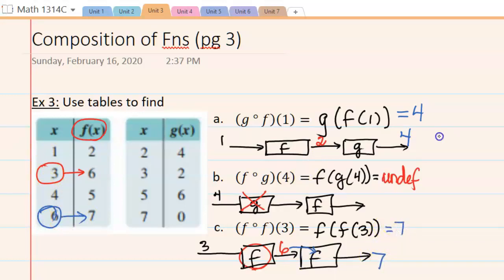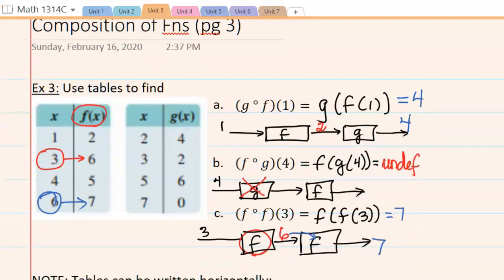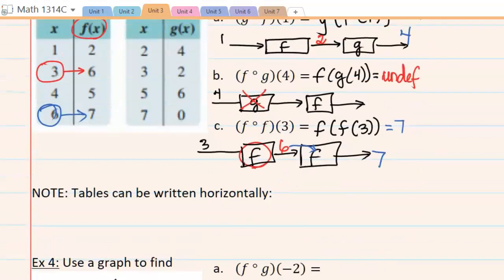One note I want to make here is that the table values can be presented vertically, as in example number 3, or they can be presented horizontally. Here I will write the table values for the function f horizontally.